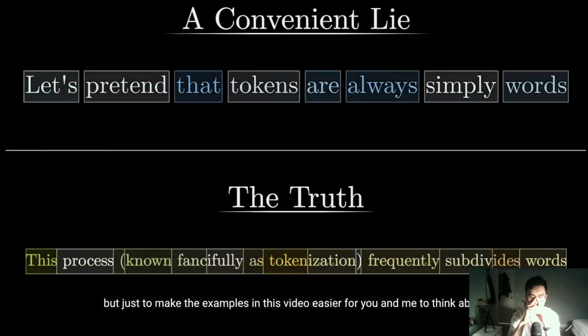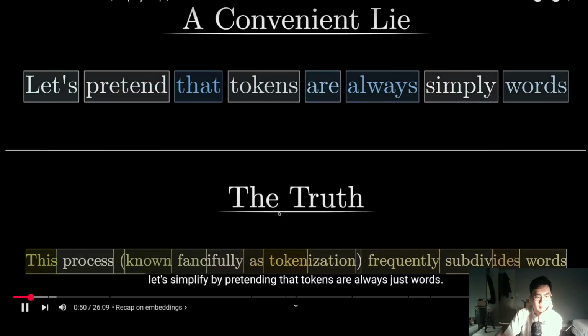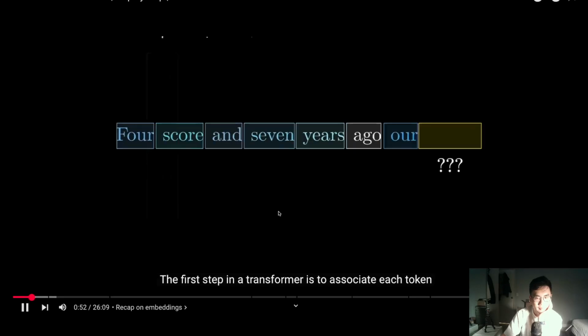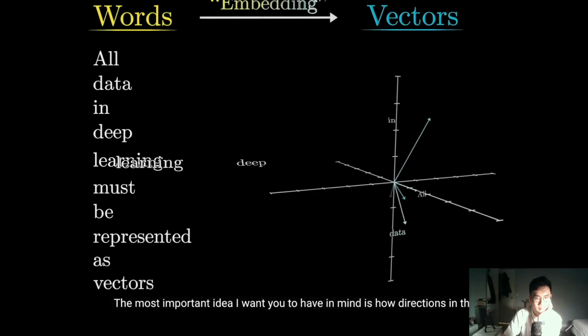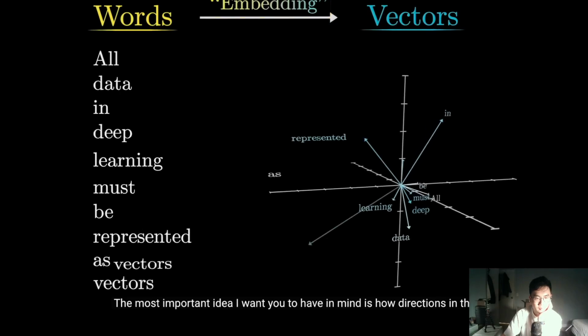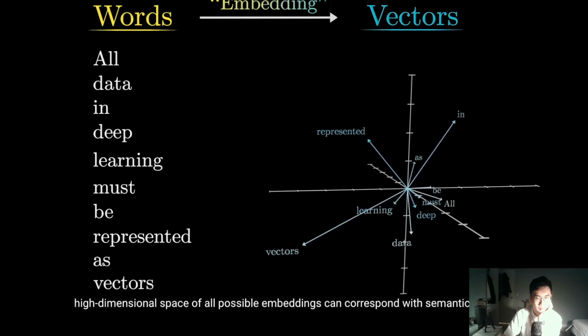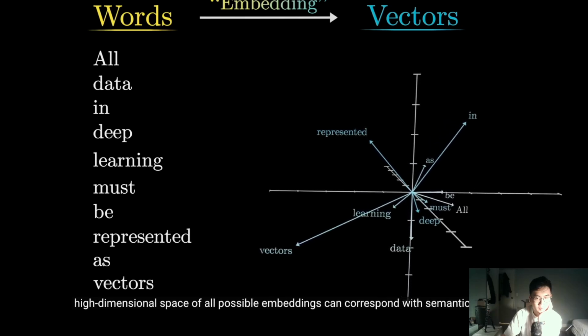Pieces that we call tokens, and these are very often words or pieces of words, but just to make the examples in this video easier for you and me to think about, let's simplify by pretending that tokens are always just words. The first step in a transformer is to associate each token with a high dimensional vector, what we call its embedding. Now, the most important idea I want you to have in mind is how directions in this high dimensional space of all possible embeddings can correspond with semantic meaning.